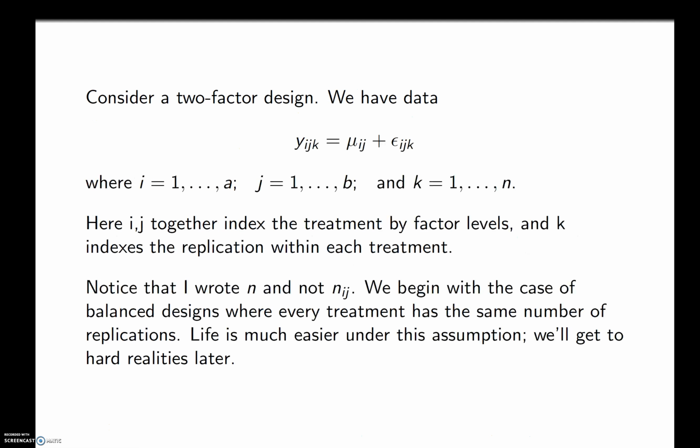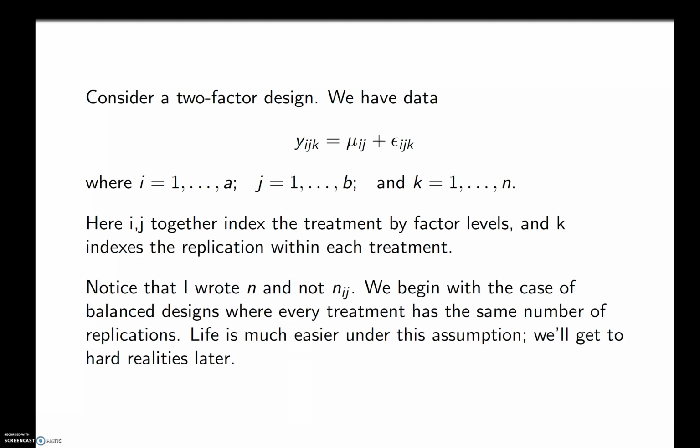So let's consider our most basic factorial design, a 2-factor design. Here, notice that each observation, y, is indexed by i, which spans the first factor levels, 1 up to a, j, which spans the second factor levels, 1 up to b, and k, which is our number of replications within each treatment combination.